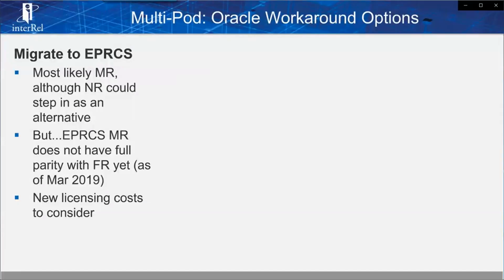So here are your workaround options if you have a multi-pod environment. So A, you migrate your FR reports to EPRCS MR. Now, Narrative Reporting, which we call NR, could also work, by the way. It's just a very different tool, but you could do it. But one of the considerations when moving to EPRCS MR, which we will talk about later in this webcast, is that EPRCS MR does not have full parity with FR yet.